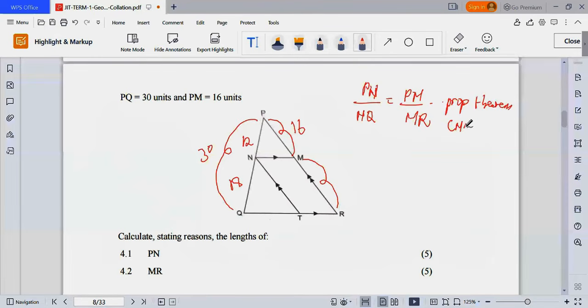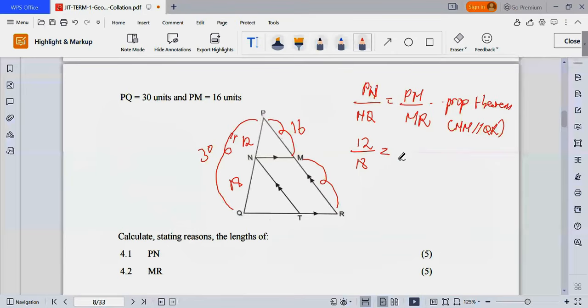Then NM is parallel to QR. Okay, so what is the value for PN? We can just use the actual length. So that's 12 over 18, which, if you check here, still gives you the same ratio that we got of 2 over 3. So this is still 2p over 3p. So you can decide whether you use the ratio or just use the actual length.